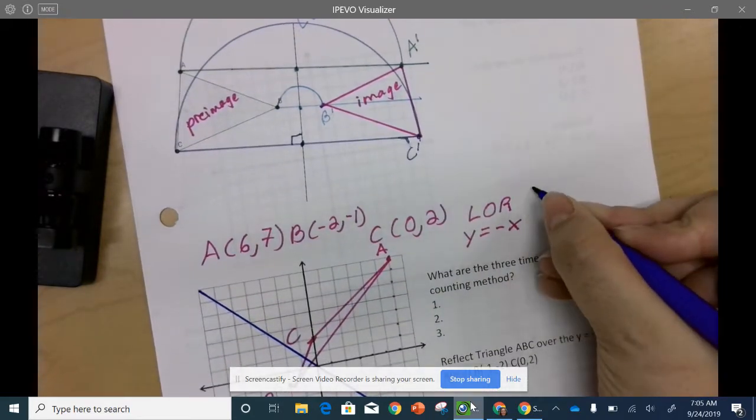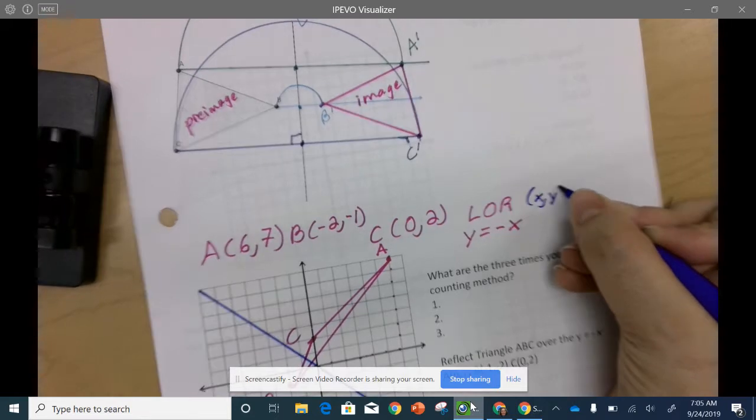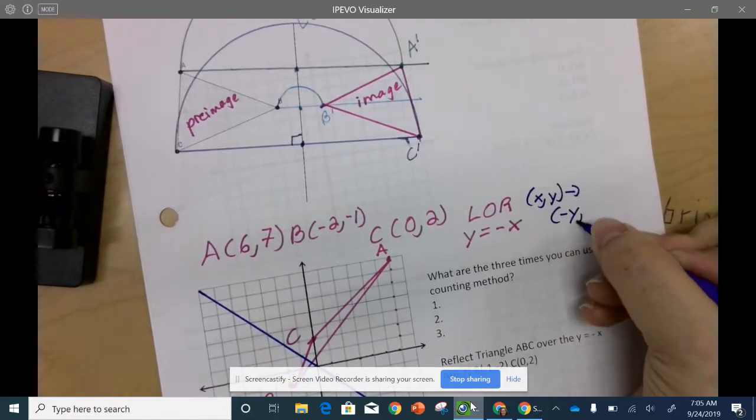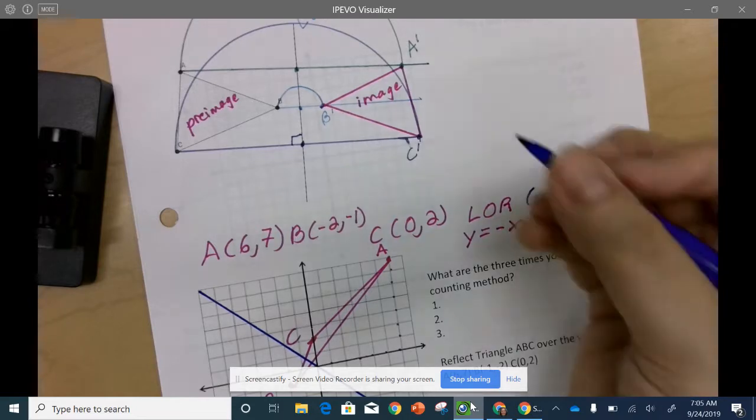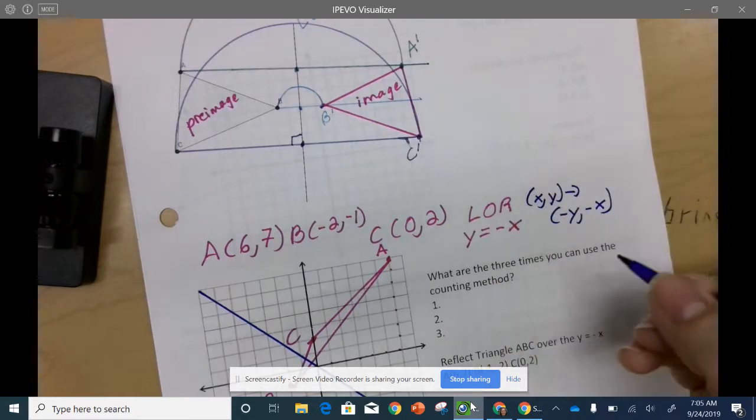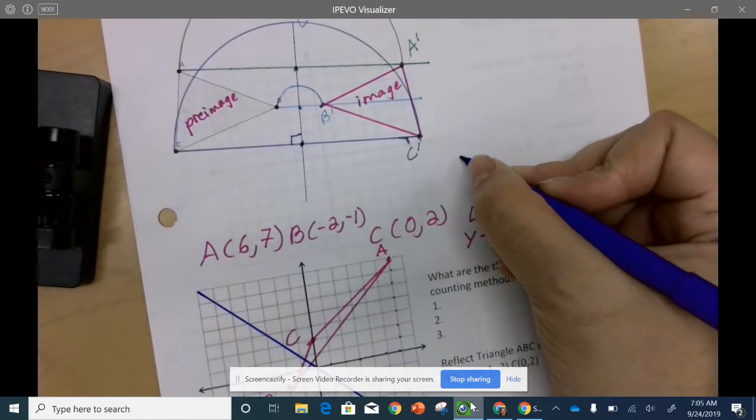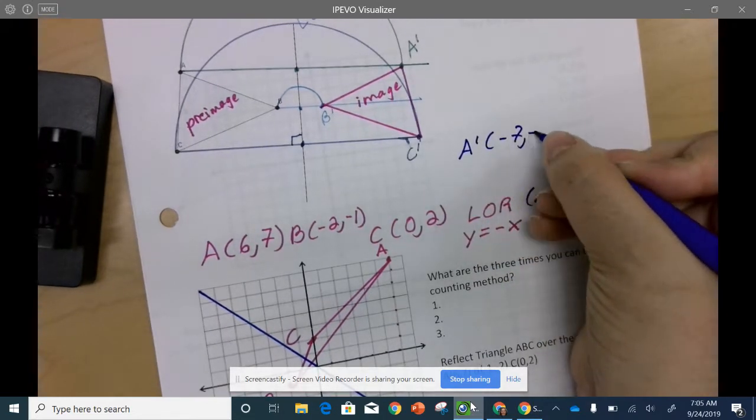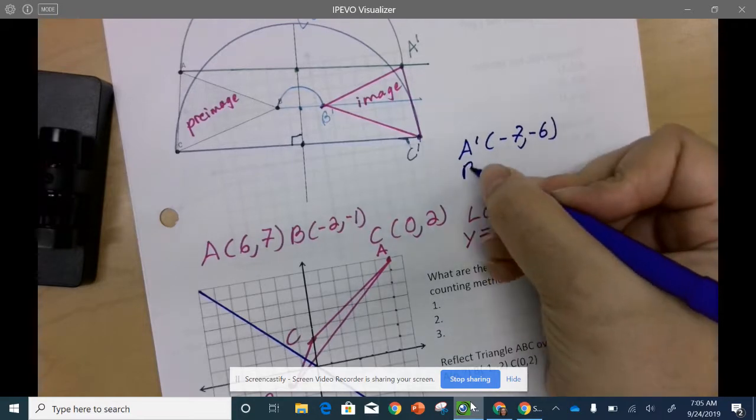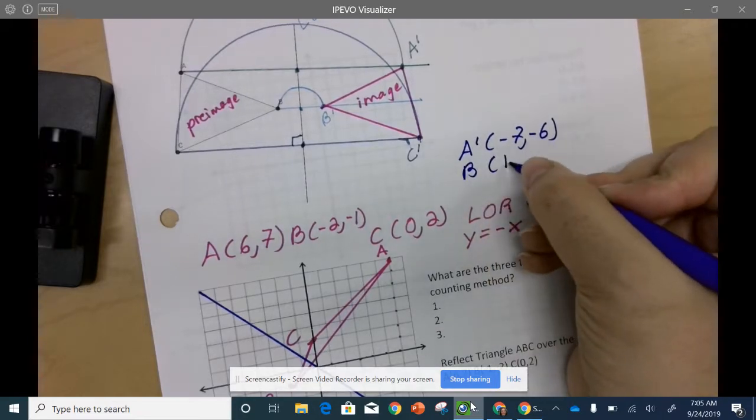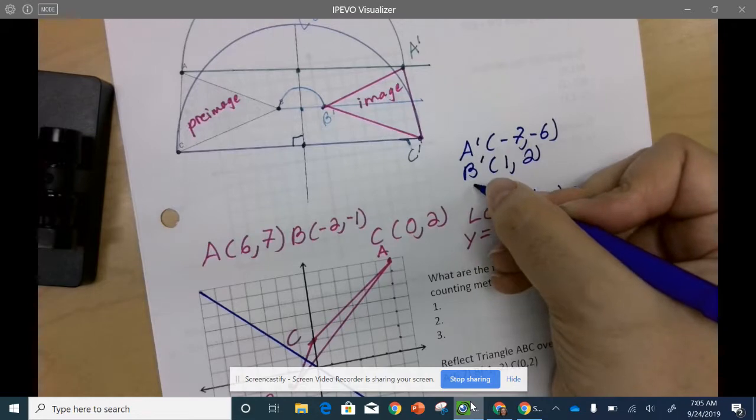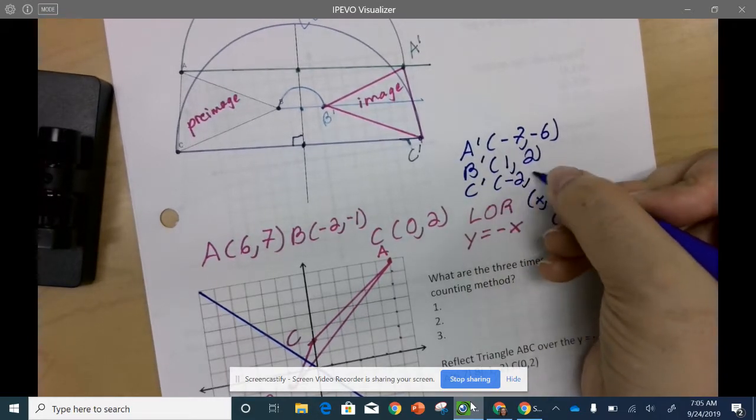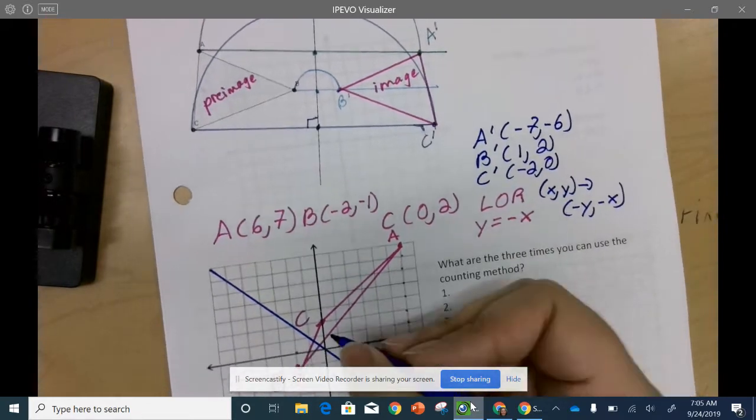So for this one, they're going to switch, and they're also going to switch signs. So for our new coordinates, so for A, it's going to become -7, -6. For B, it's going to become 1, 2 for B prime. And C prime is going to become -2, 0. So we can go ahead and plot those points.